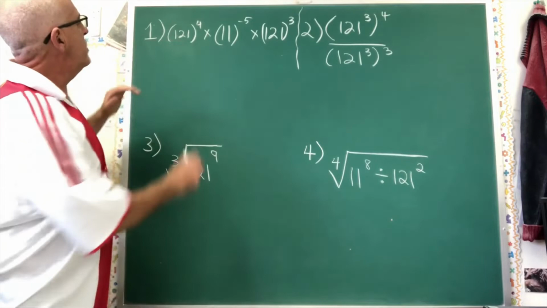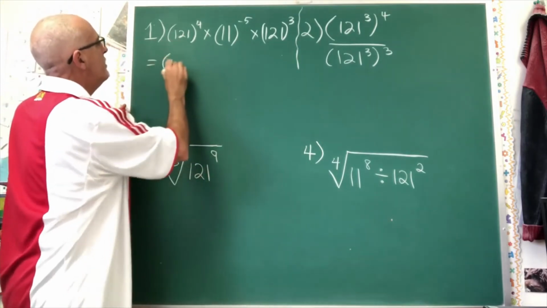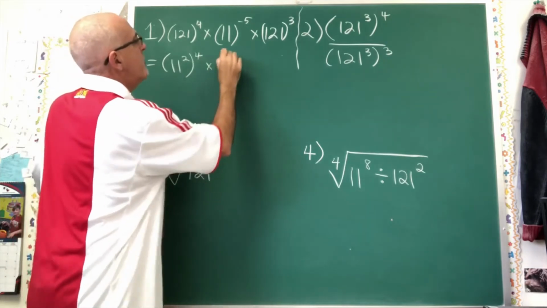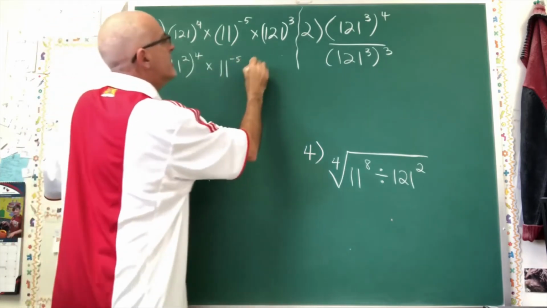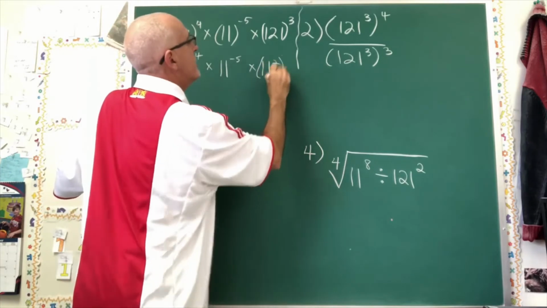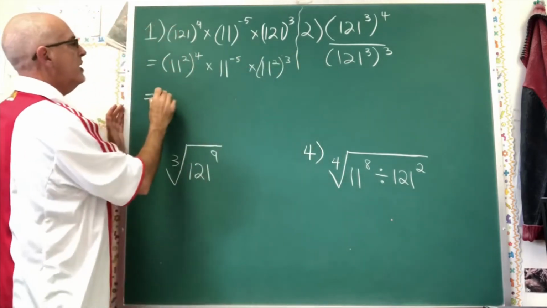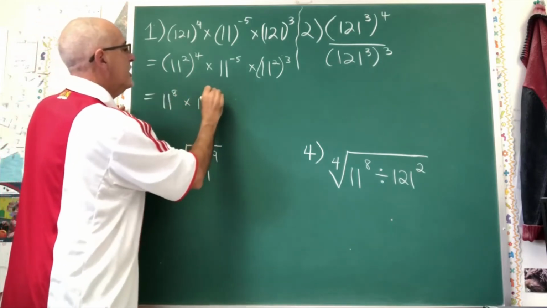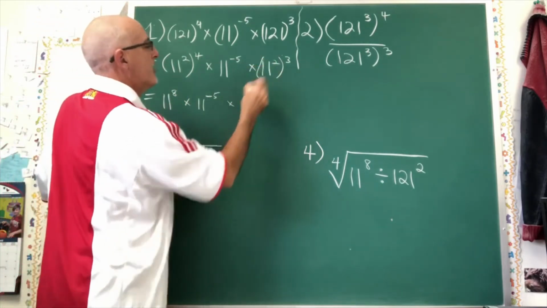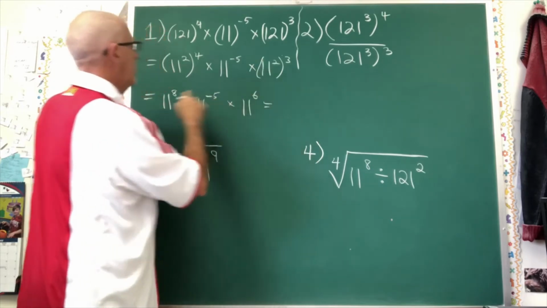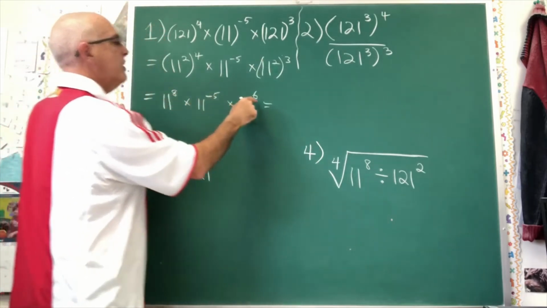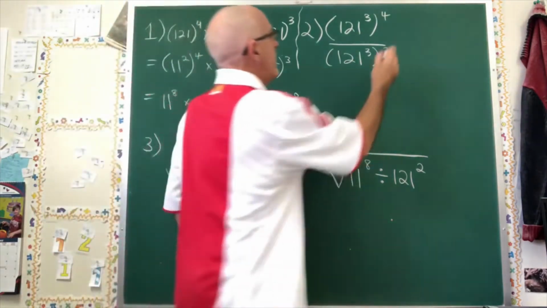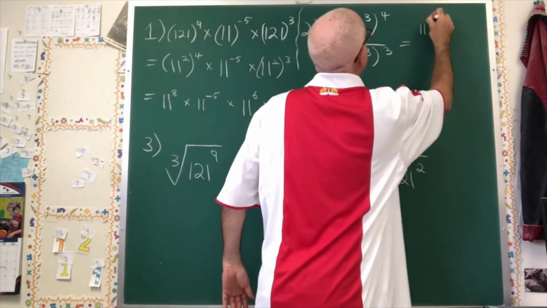When I see this 121, I convert it into 11 squared. It's still to the power of 4. This one is already an 11. This one's also 11 squared, power of 3. 11 squared to the 4 is 11 to the 2 times 4, which is 8, times 11 to the negative 5. 11 to the 2 times 3 is 11 to the 6. We have 11 to the 8 minus 5, which is 3, plus 6, which is 9. I have 11 to the 9. I finished that one.